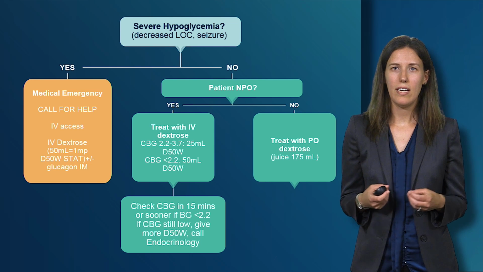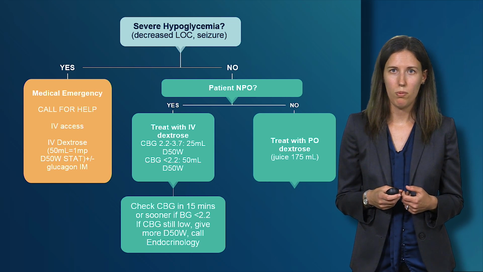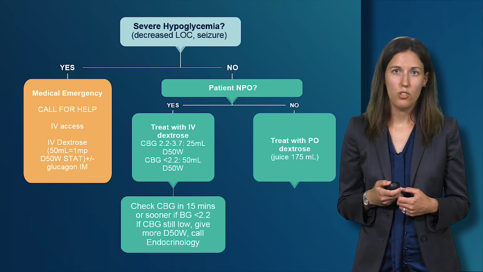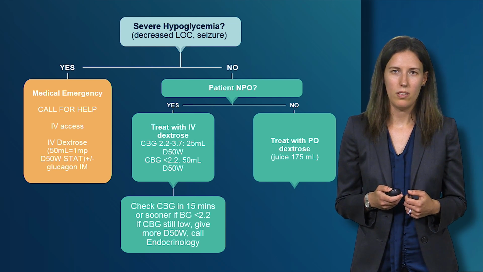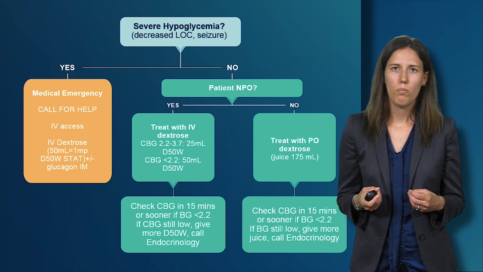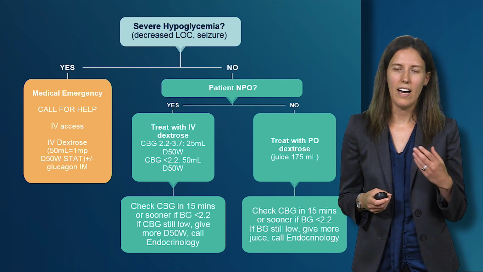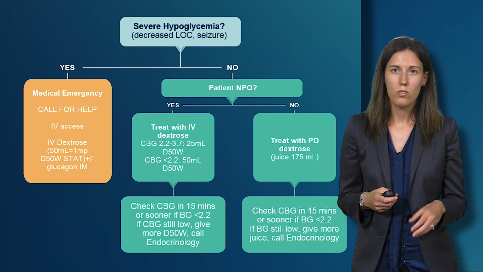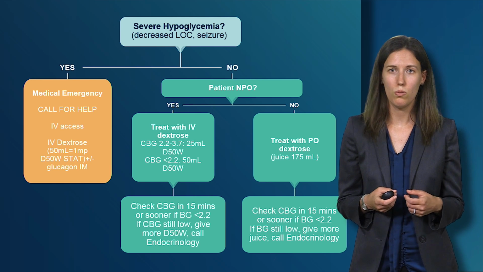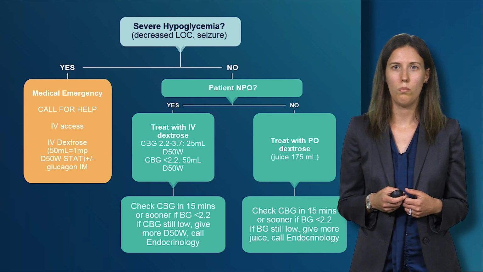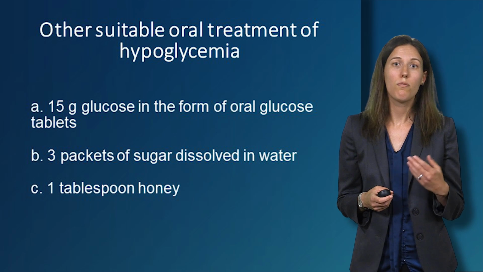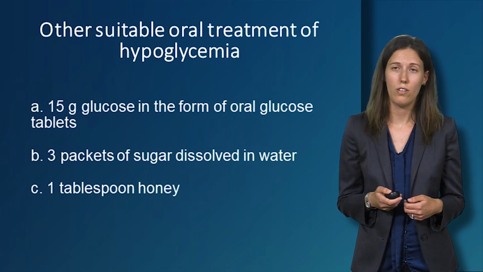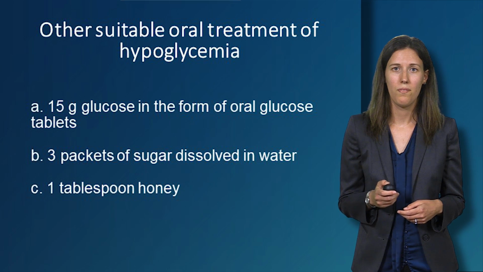If the patient is not NPO, then the best way to treat hypoglycemia is with oral dextrose. Usually this is given in the form of juice, 175 milliliters. And once again, it's very important to check the capillary blood glucose after the hypoglycemia is treated to make sure that it is indeed going up. So, check within 15 minutes or sooner if the blood sugar is very low, less than 2.2. If it's still low, give more juice, and also see if you should call for help, for example, from endocrinology for advice and management.